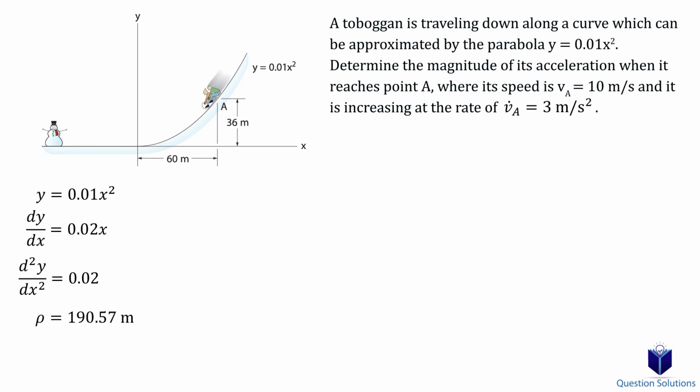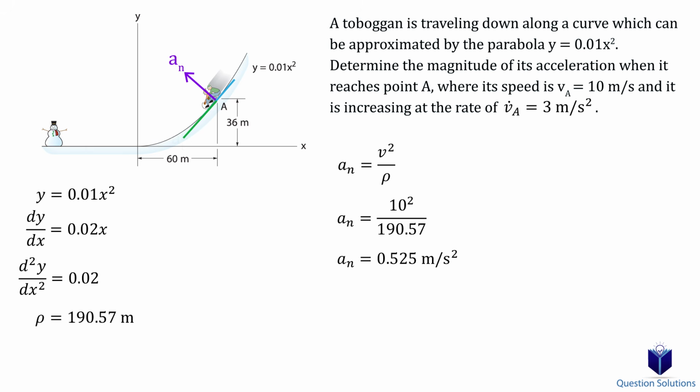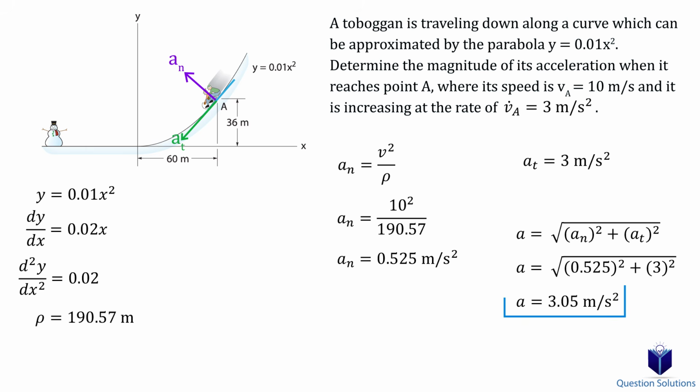Now we can apply the second equation we talked about to find normal acceleration. We know the velocity from the question, which is 10 meters per second, and we just found the radius. Let's plug them in and solve, which gives us the normal acceleration. Something to remember is that normal acceleration always points towards the center of the curve, while the tangential acceleration points along the tangent at the point. The tangential acceleration is also given to us in the question, which is 3 meters per second squared. So now we have both accelerations required to find the magnitude. Now we can use the third equation we talked about. Let's plug them in and solve, which gives us the magnitude of acceleration.